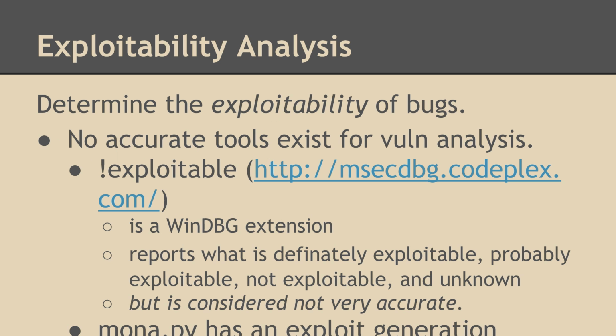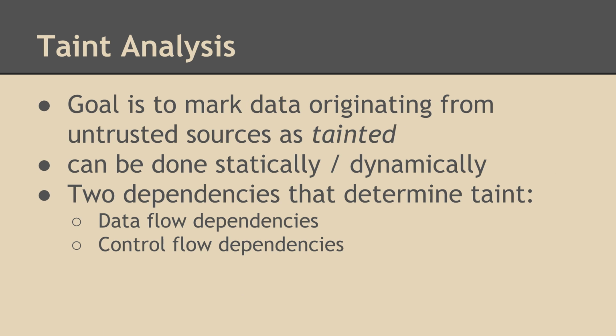So exploitability analysis, it's important to note that no accurate tools for automating this exist. This got cut off, but mona.py and !exploitable, I believe, is a WinDbg extension. It reports whether it's definitely exploitable, probably exploitable, not exploitable, and then unknown is unable to make a determination. But it's not very accurate. Mona.py also has some exploit generation capabilities to automate the generation of a payload that would exploit the potential vulnerability. But in order to do this precisely, that's where taint analysis comes in.